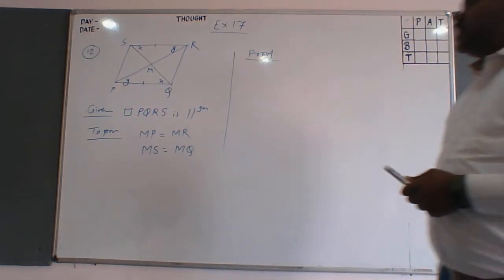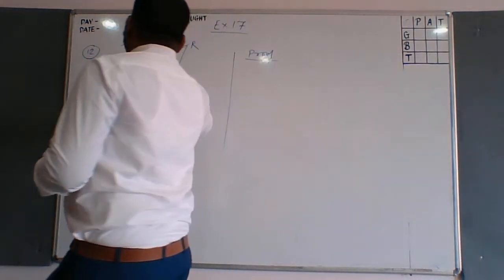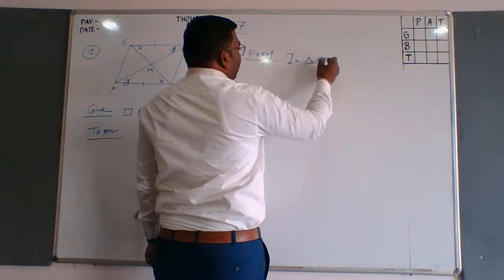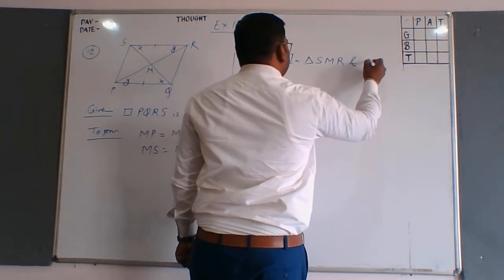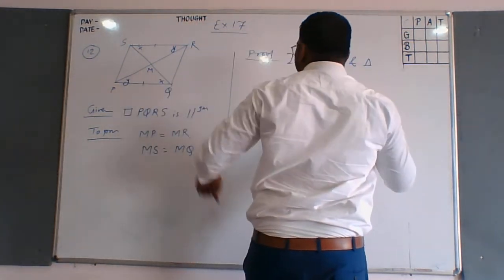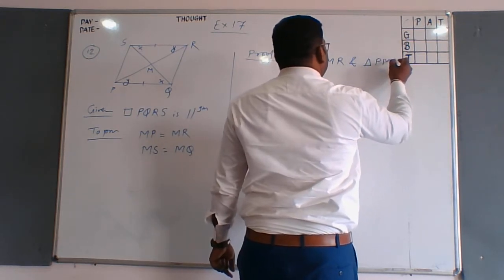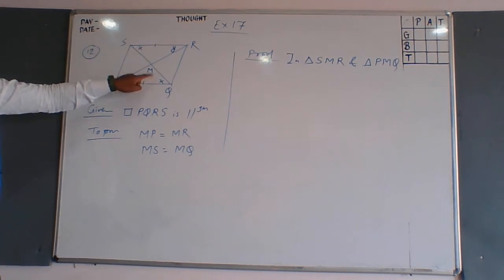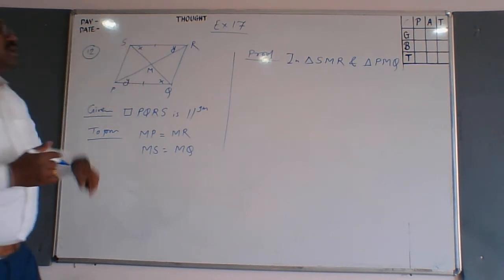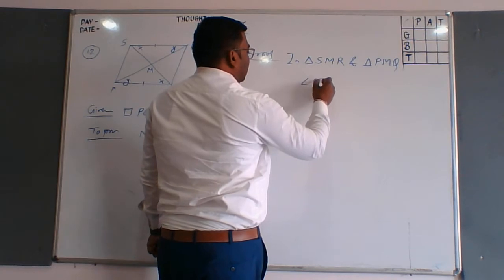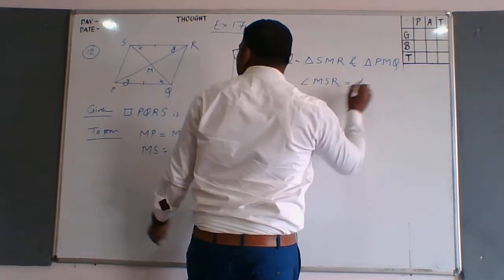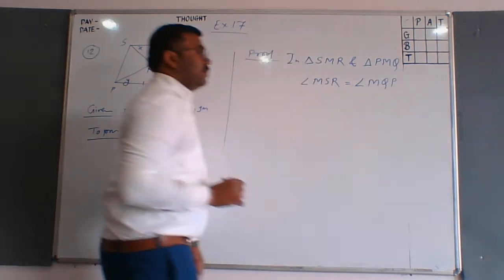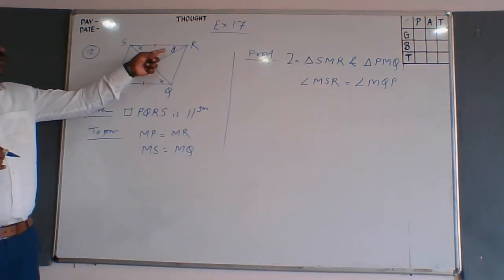Okay. So let us start again. We will take triangle SMR and triangle PMQ. These two angles, the X angles, are equal. Angle MSR equals angle MQP. Correct? Also, the Y angles.